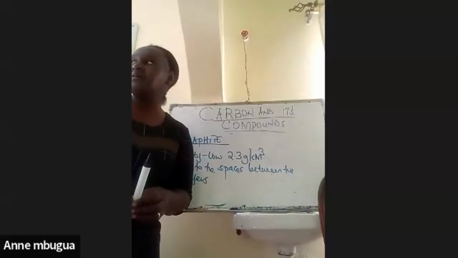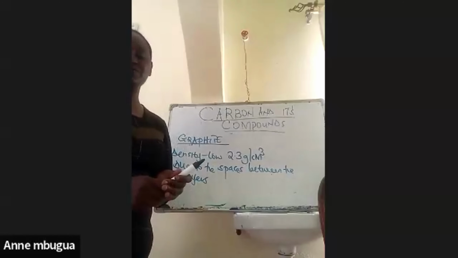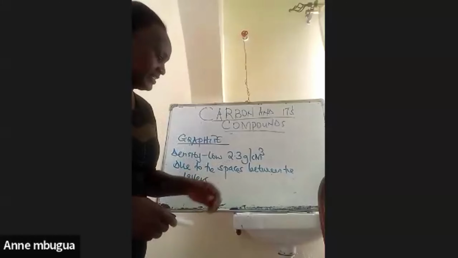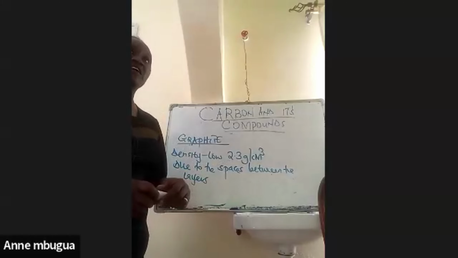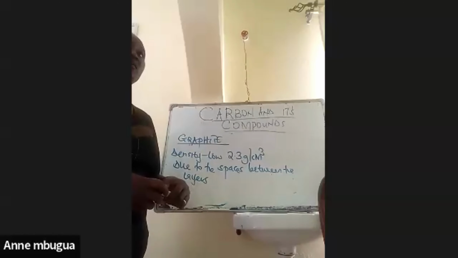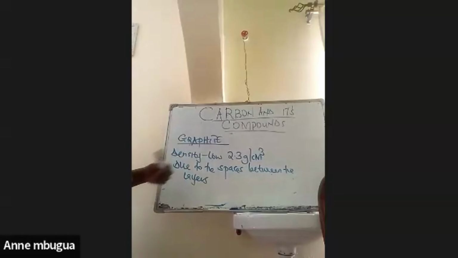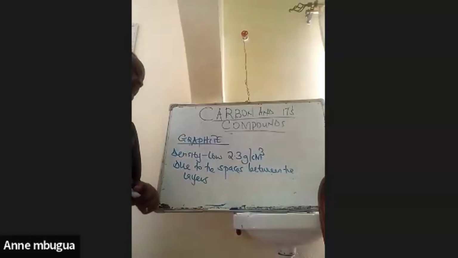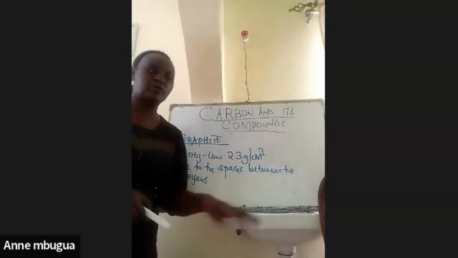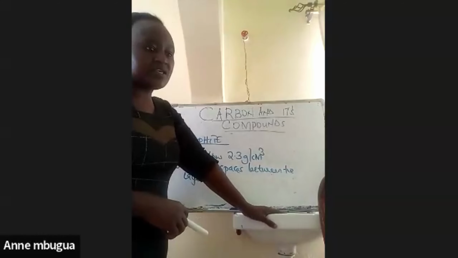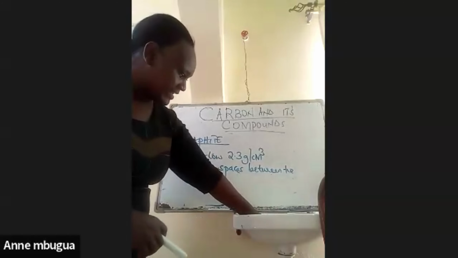So in exam, this is the kind of question you find. Explain the low density of graphite. The low density is due to the spaces in between the layers.